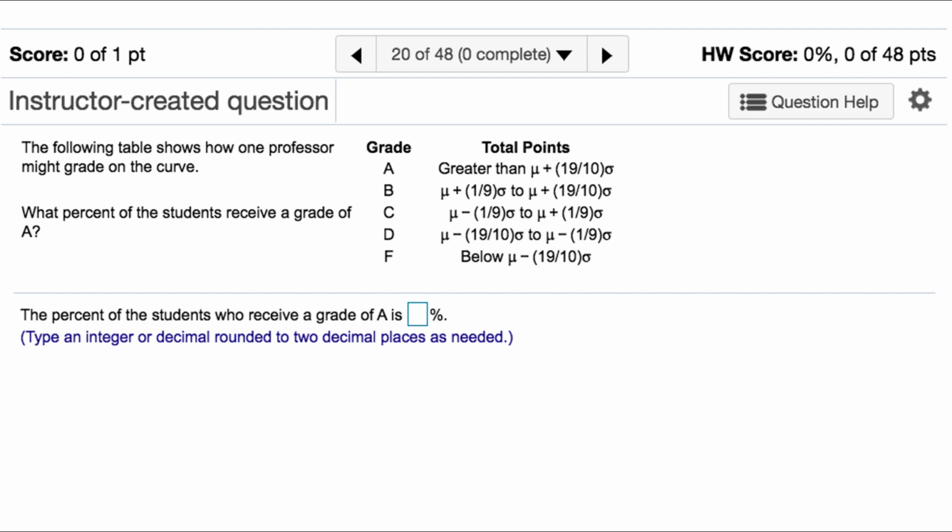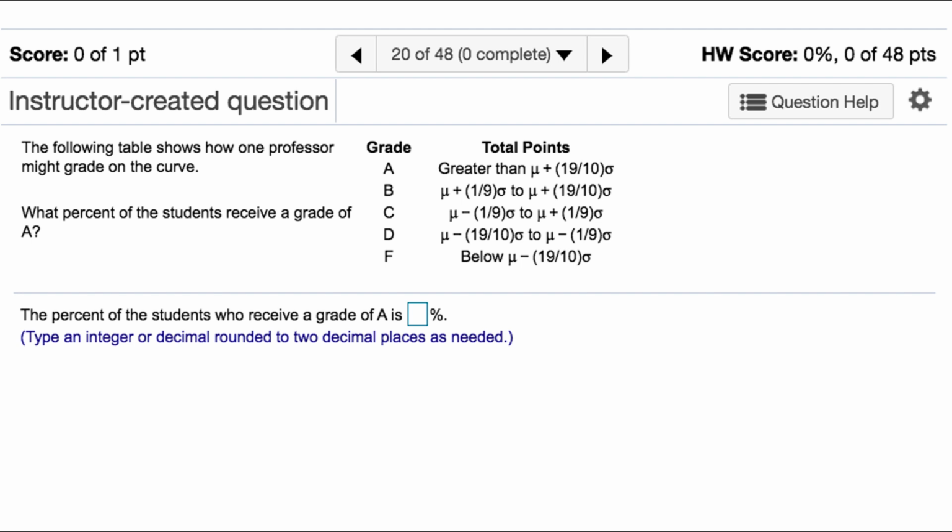All right, so it says the following table shows how one professor might grade on a curve. What percentage of students receive a grade of A? So in the table, students get a grade of A if they score greater than the mean plus 19/10 of a standard deviation. A B if they score between the mean plus 1/9 of a standard deviation to the mean plus 19/10 of a standard deviation, and so forth and so on for C, D, and F. The one we're interested in is A's.